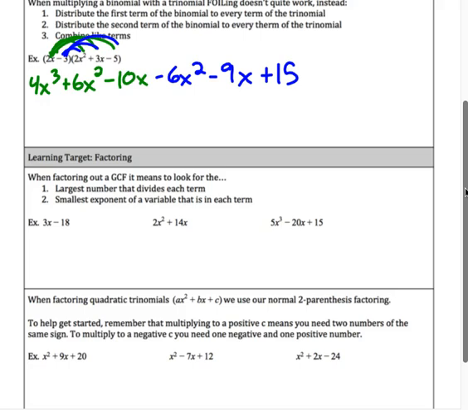And from here, now it's just combining our like terms together. So here, this is the only cubed term. This is kind of cool: 6x squared minus 6x squared, so that's actually just gone. Negative 10x minus 9x would be a negative 19x, and then that plus 15. So then that was the final and only really complicated multiplying problem that we went through, a binomial with a trinomial.